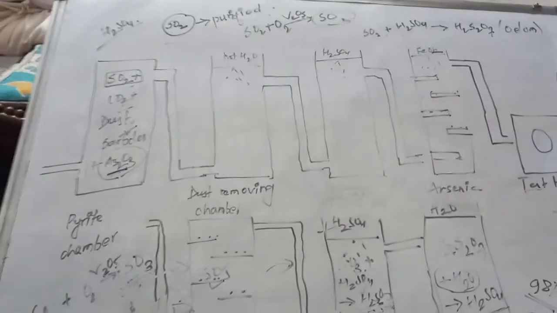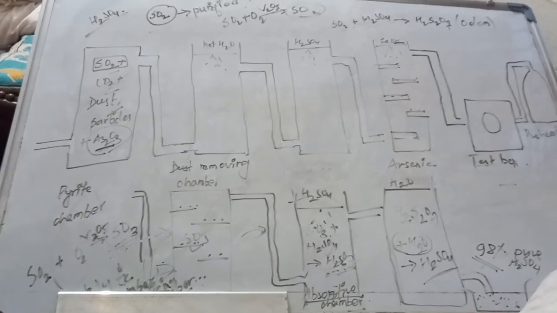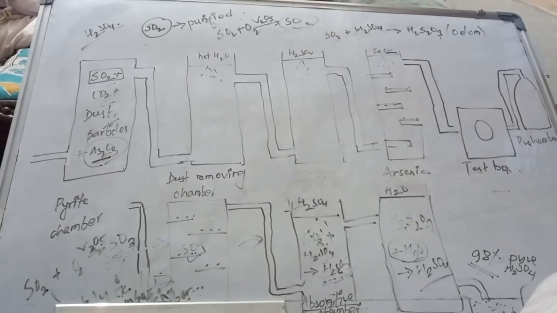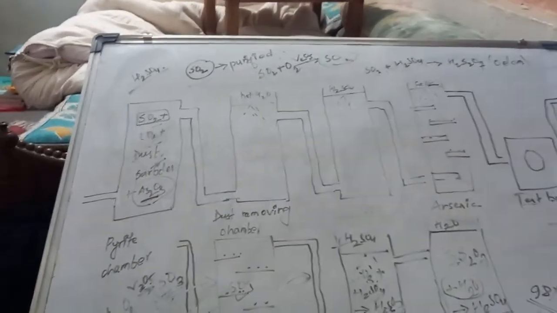This is the simple process of manufacturing, and I made it very simple through much research. This is the simple way of the manufacture of H2SO4. If you remember each and every concept by the conceptual method, then you will be able to understand and write it in the exam.